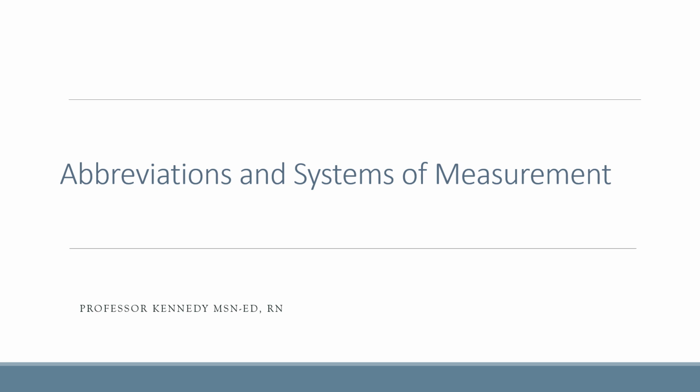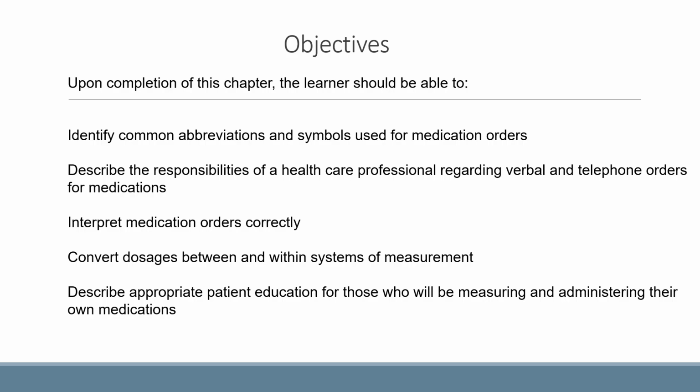Hi there, we're going to start off talking about abbreviations and systems of measurements. So upon completing this, you should be able to identify common abbreviations and symbols used for medication orders, describe the responsibility of a healthcare professional regarding verbal and telephone orders, interpret medication orders correctly, convert dosages between and within systems of measurement, and describe appropriate patient education for those who will be measuring and administering their own medications.